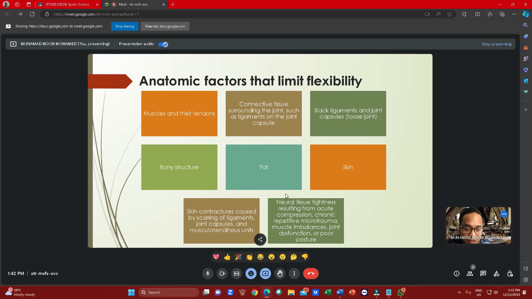And then we have skin contractures caused by scarring of ligament, joint capsule, and also the muscle tendinous unit. And finally, neural tissue tightness resulting from acute compression, chronic repetitive microtrauma, muscle imbalance, joint dysfunction, and poor posture. With all of those, our muscles are not going to be equivalent in strength or in length between parts of our body. So we are going to get some sort of tilting, especially at our hip and shoulder. This is the anatomy factor which limits flexibility.